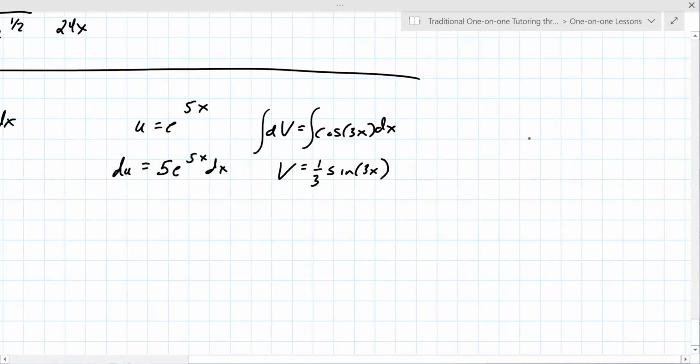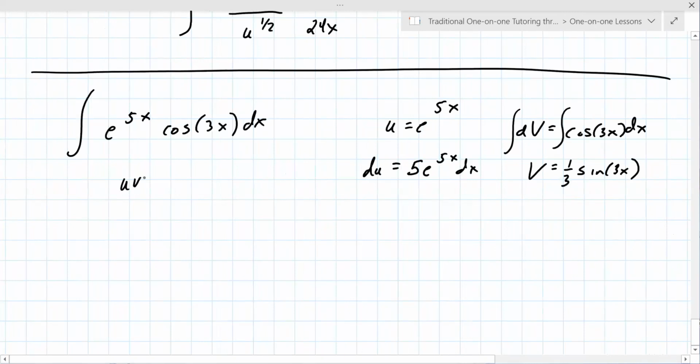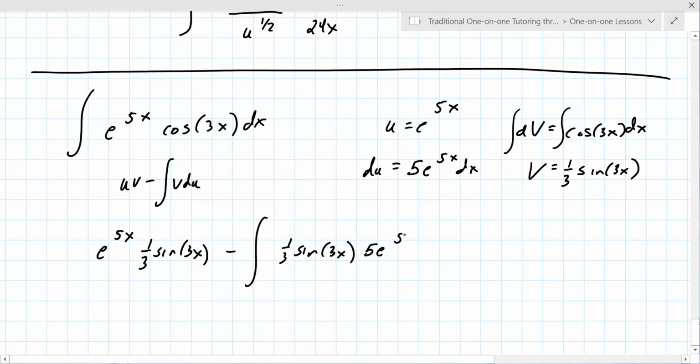So like over here, if I told you, what is the derivative of this on the right? What is v prime? You would say the derivative of sine is cosine 3x, and the derivative of 3x is 3. 1/3 times 3 makes 1, so v prime is cosine of 3x. That's why the 1/3 is there. Okay, so now it's uv minus integral v du. So it's e to the 5x times 1/3 sine 3x minus integral 1/3 sine 3x times 5e to the 5x dx.